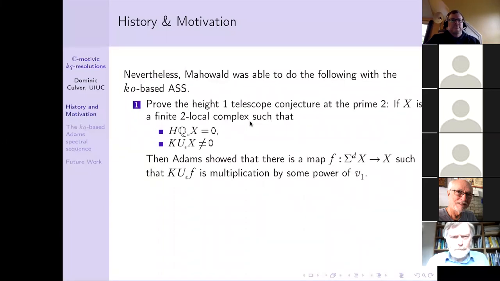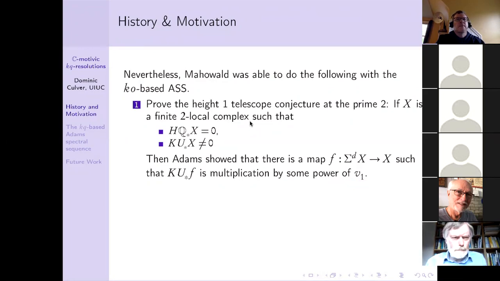Well, under this situation, you get an endomorphism of X. So you get a map from some suspension of X to itself, such that when you look at its effect in complex K theory, you're actually just getting a map which is multiplication by some power of the Bott element. So this v1 here is just another name for the Bott element in complex K theory.